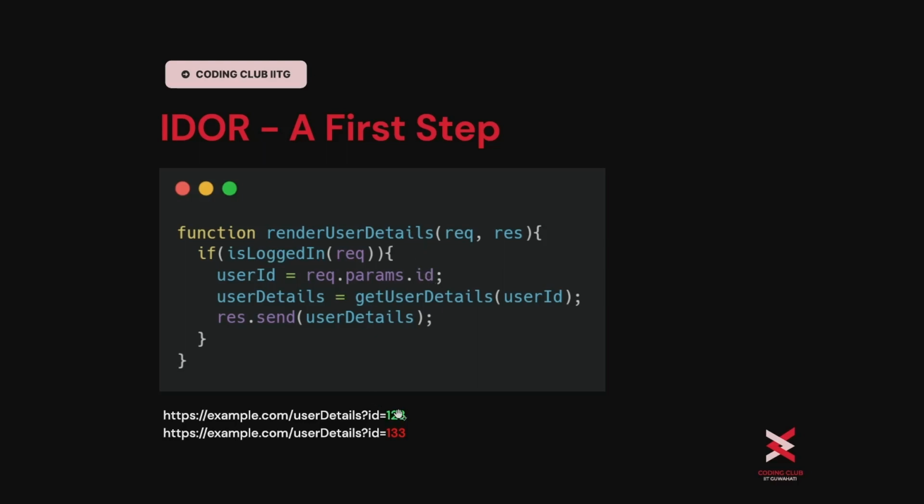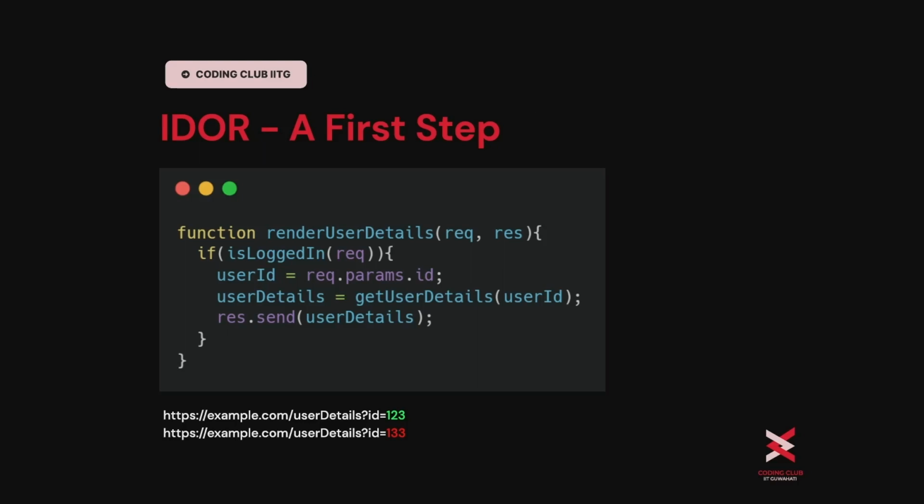But the main problem here is you can easily modify the ID. This ID is given by the user. So instead of 123, which may be a real user's ID, he can target some other user with the ID, let's say 133. So your code will give the details of some other user. It's a very simple vulnerability, a simple bug which you can easily find in many websites.